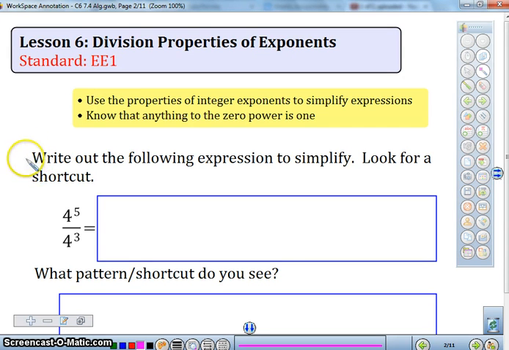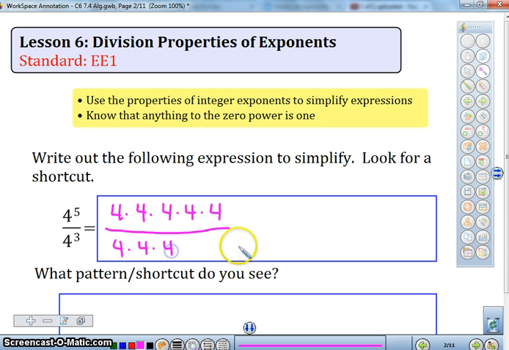What I want you to look at is writing out the following expression to simplify it, and we want to try and look for a shortcut. We talked about this in our very first lesson of the unit, but what does 4 to the 5th mean? It means that we have 5 4s being multiplied together, divided by 4 to the 3rd, which has 3 4s being multiplied.